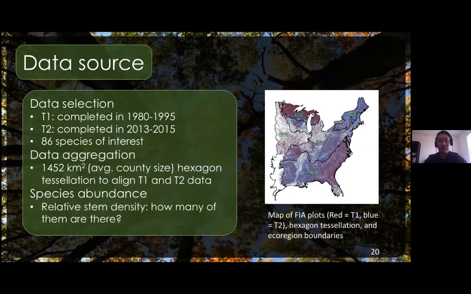We originally tried using counties as our sampling units. But since they vary in size, you sort of get, you know, bigger counties tend to have more forests. And this also allowed us to align our time one and time two data, because these plots weren't all sampled at both time periods. And so in this first study, we used a measure of species abundance, the relative stem density, which is basically just saying how many of each species are there.